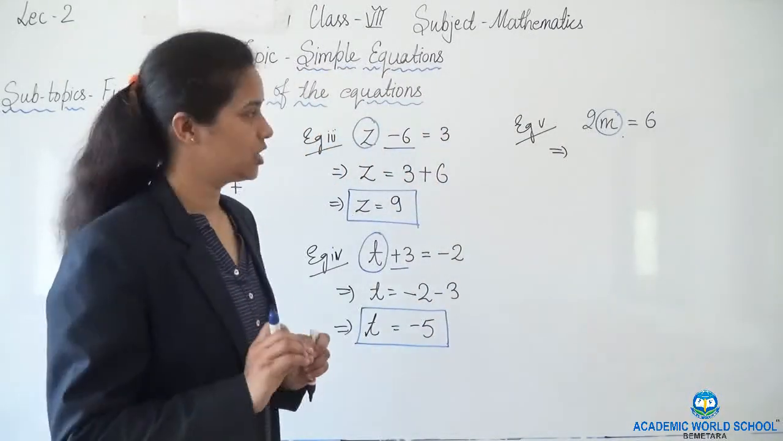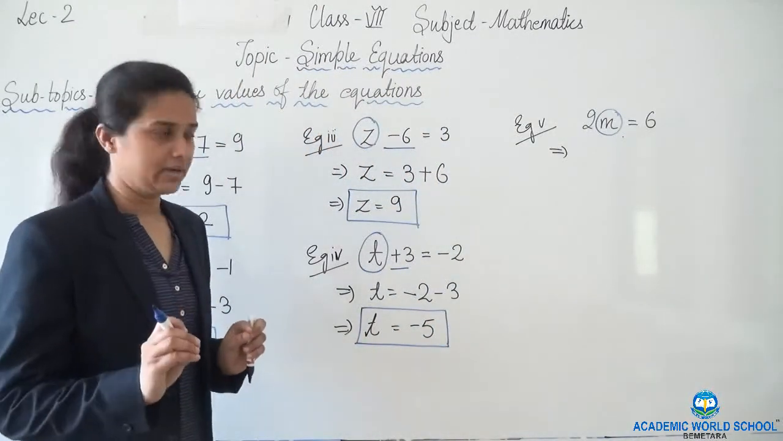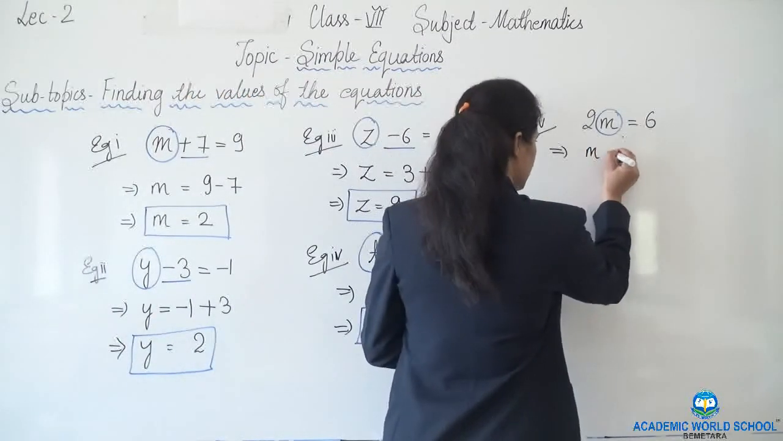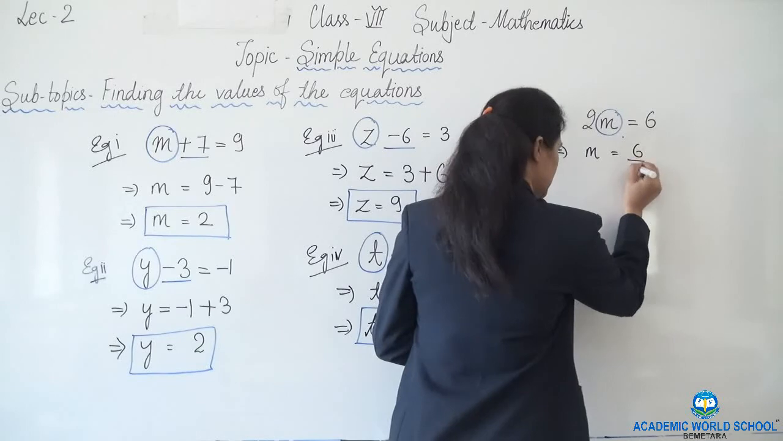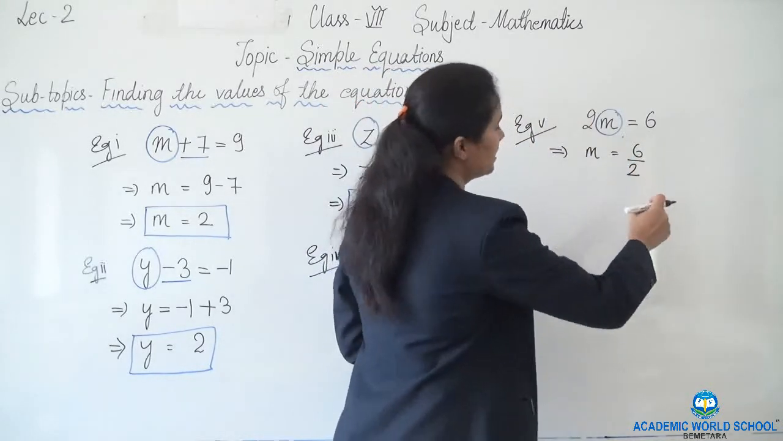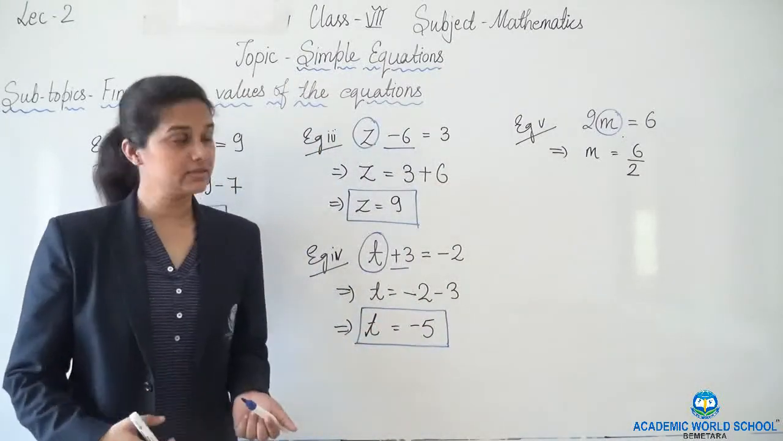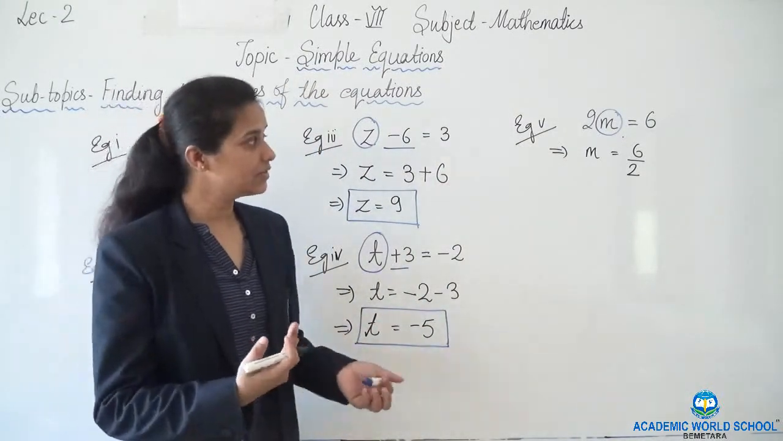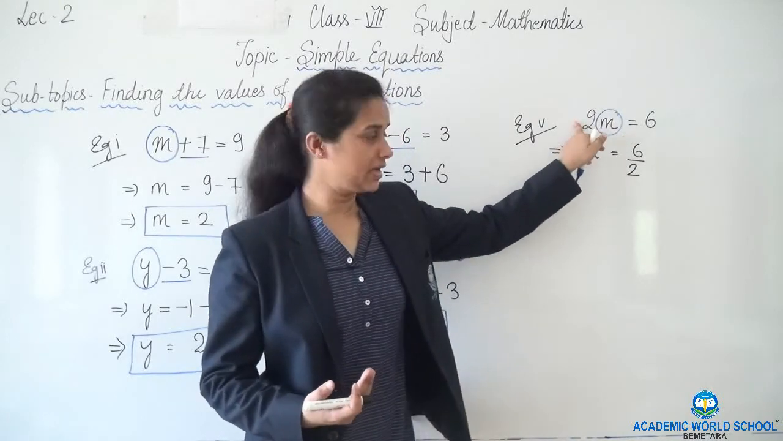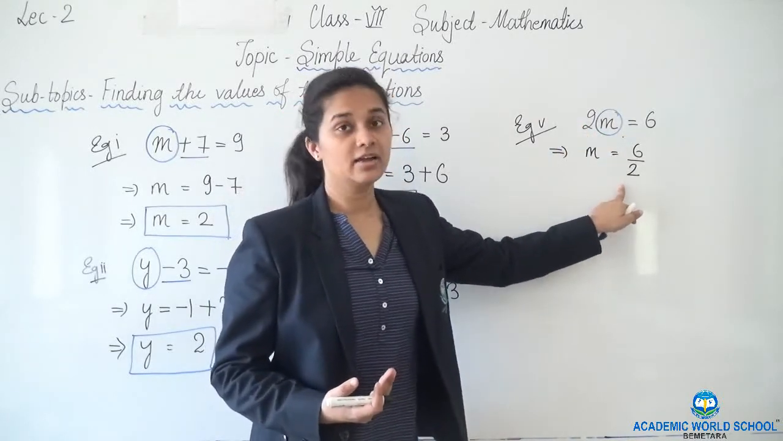Now keep it in mind, this is 2 into m. So m will be 6 by 2. How? Here it is multiplied, there it will be dividing. Here it is multiplied to m, there it will be dividing m. So here it is in the numerator, there it is in the denominator.